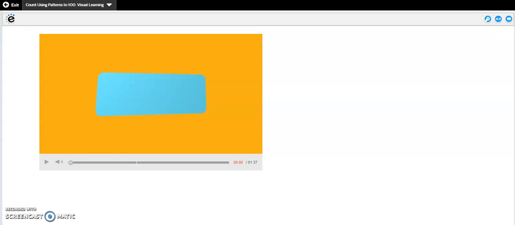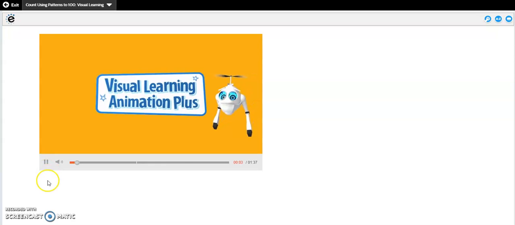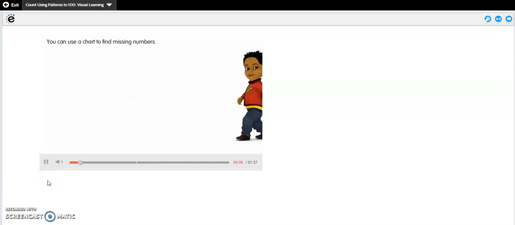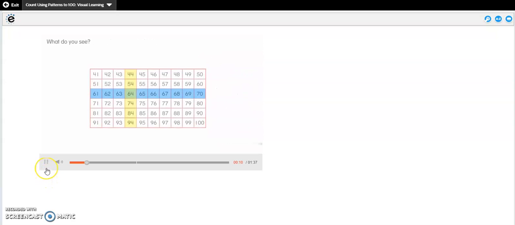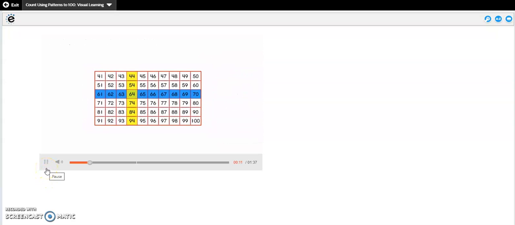Okay, today during math, we're going to count using patterns to 100. First, we're going to watch a video. You can use a chart to find missing numbers. What do you see? Part of a 100 chart is there. What is this called?